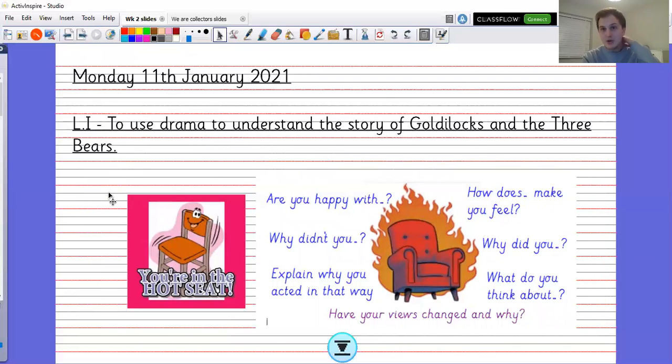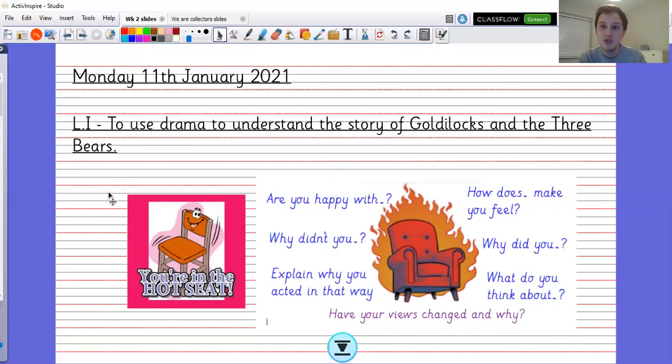So the first activity we're going to do is called hot seating. Okay, so I want you to imagine now that you are no longer a pupil at Greenridge Primary Academy. Okay, I want you to imagine that you are Goldilocks. Even if you're a boy, you are Goldilocks. Okay, so now you are sat there in your chair looking at me and you are Goldilocks. And I'm going to ask you some questions. Okay, and I want you to pretend that you are Goldilocks. How are you going to respond?